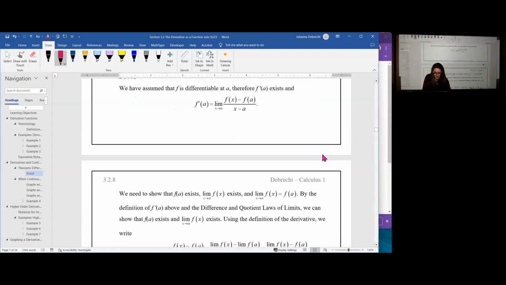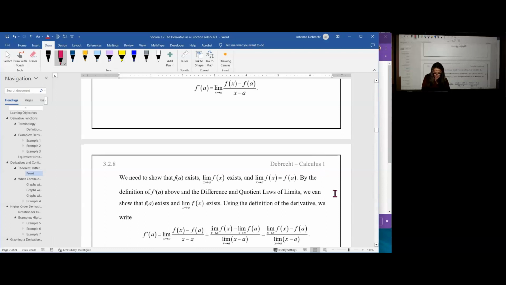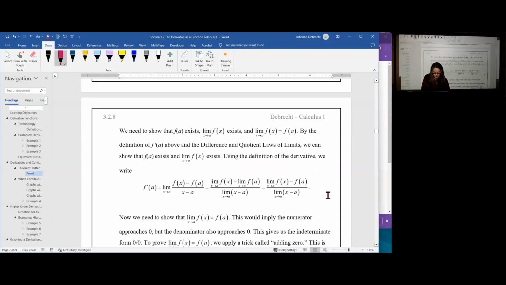Now, what does this imply? We know that it is a finite real number, so this must mean that f of a does exist. If f of a did not exist, that would not end up being a finite real number. We can also rewrite this using the sum and difference laws to show that the limit as x approaches a of f of x must exist.